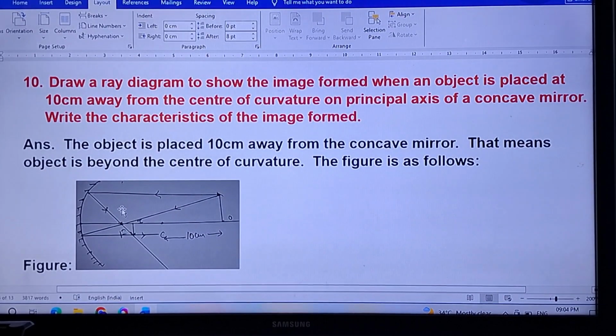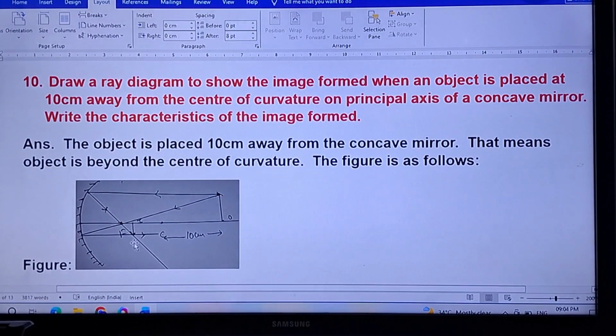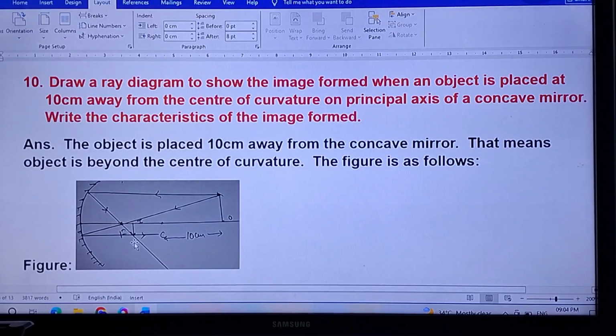This is the ray diagram that we are drawing, children, because when they say that it is 10 centimeters away from the center of curvature, we know pretty well that it is beyond C. When the object is beyond C, the image will be formed definitely between F and C. It is a diminished image. It is a real image. This is what we are going to talk about.